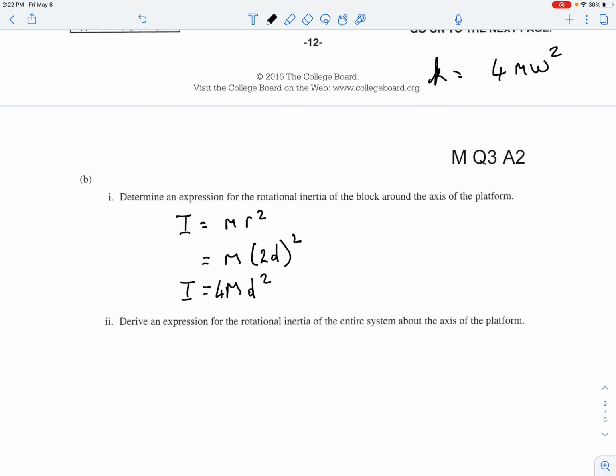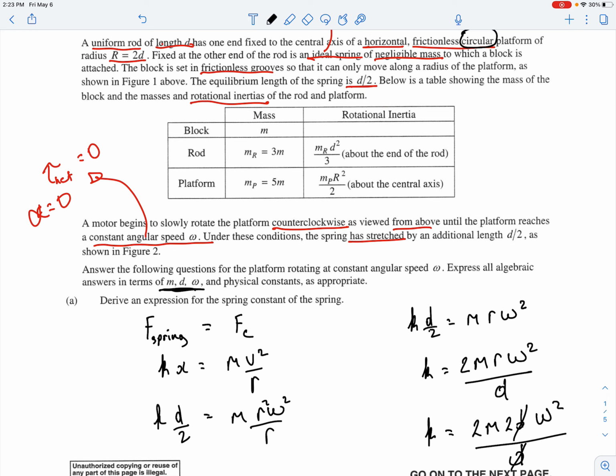Determine an expression for the rotational inertia of the entire system and the platform. Oh, they did give us this. So this is what?